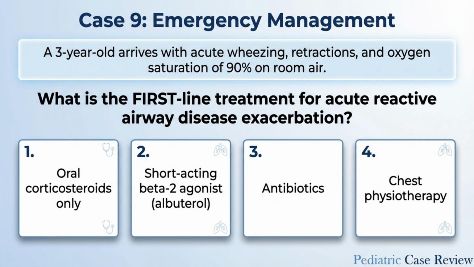Here is case 9 regarding emergency management. A 3-year-old child arrives with acute wheezing, retractions, and oxygen saturation of 90% on room air. What is the first-line treatment for acute reactive airway disease exacerbation? Option 1, oral corticosteroids only. Option 2, short-acting beta-2 agonist, specifically albuterol. Option 3, antibiotics. Option 4, chest physiotherapy.